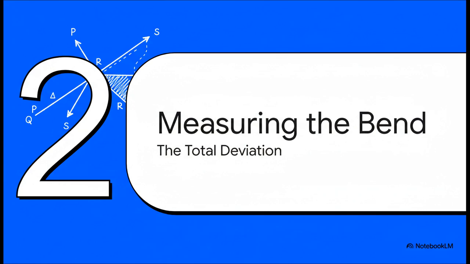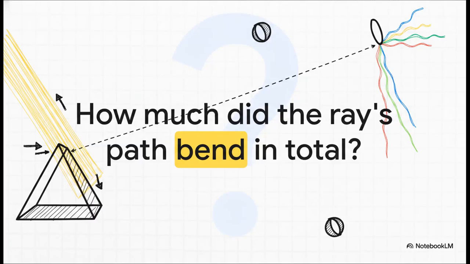But what's the big picture? How much did the light's direction actually change from where it started to where it ended up? That's the real question, right? We need to measure that total bend. Seriously, just picture it for a second. If we took that prism away, the light would have just kept going, straight as an arrow. But the prism got in the way and bent it not once, but twice. So, what's the grand total? How much did it get knocked off its original course?